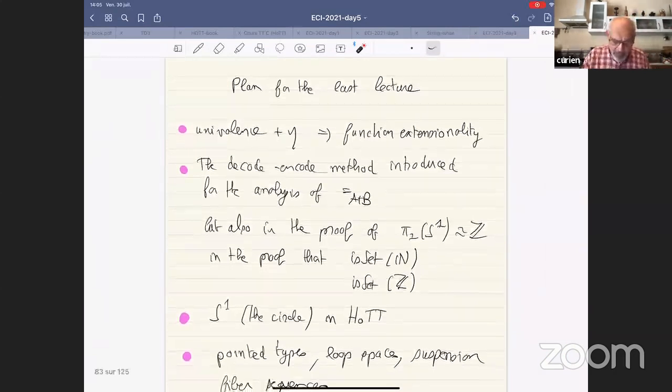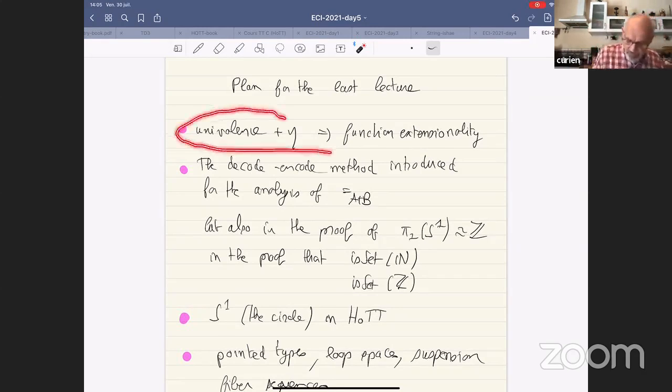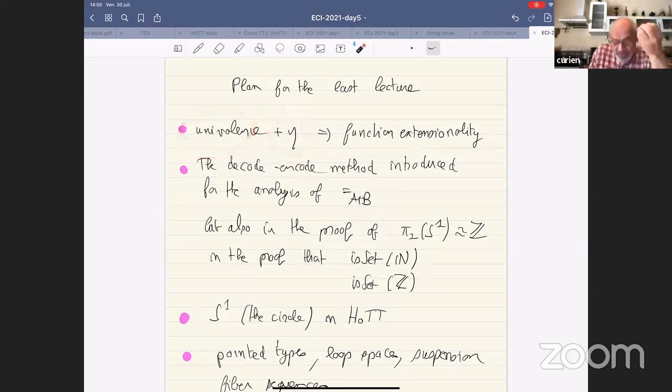And now I want to give the plan of the lecture. So yesterday I stopped at the beginning of the proof of this property here, so I will try to finish it. This property is to show that function extensionality is a consequence of univalence. I prefer to say it in a more precise way: it's a consequence of univalence and of the Eta rule, which is a kind of weak notion of extensionality. And then once this is done, we really arrive at the last part of the course.